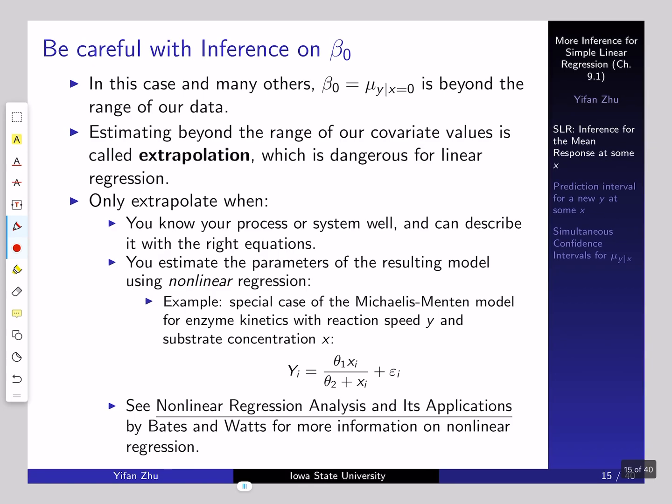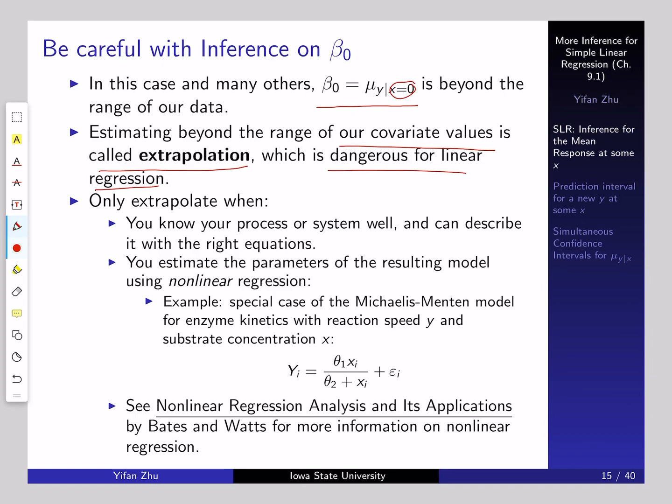And here is the issue of extrapolation again. So in this case and many other cases, this is one thing you need to be very careful about. B naught equals mu of y given x equals 0. So this x equals 0 is already beyond the range of our data. So we are actually doing some extrapolation. And estimating beyond the range of the covariate values is called extrapolation, and it will be dangerous for the linear regression. Okay, but in this case, we do this by assuming that the model is still true when x equals 0. If the model is still true when x equals 0, then you can do the extrapolation.